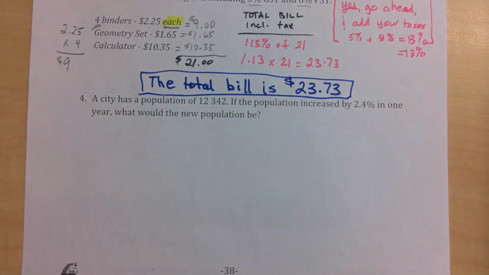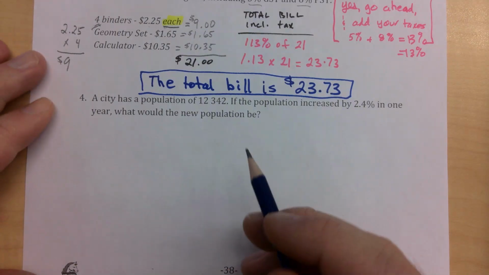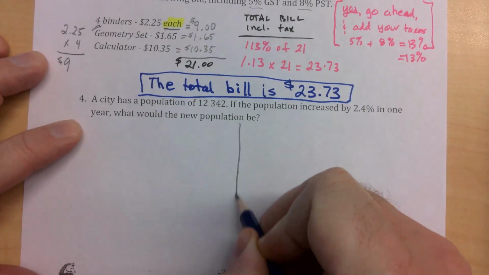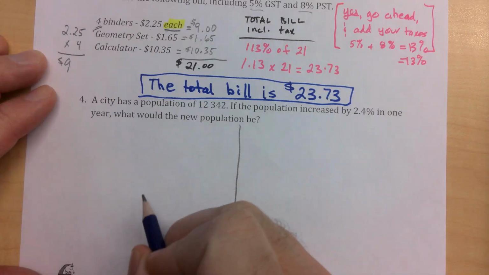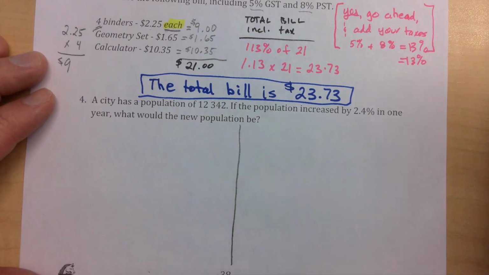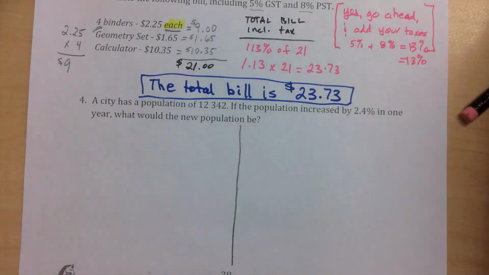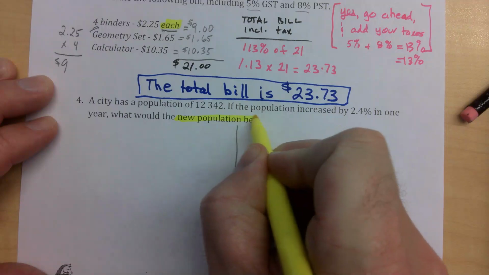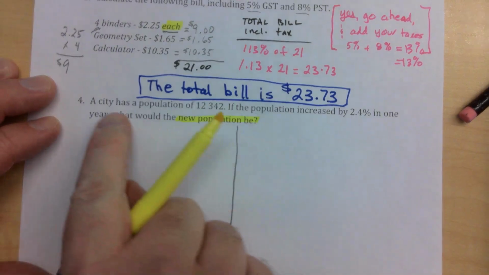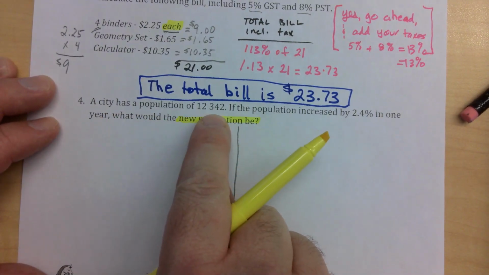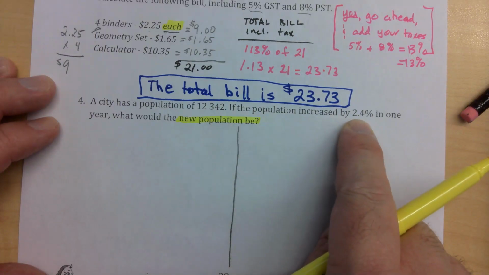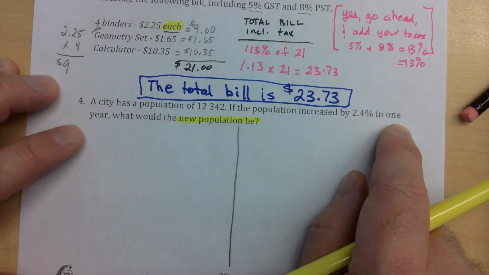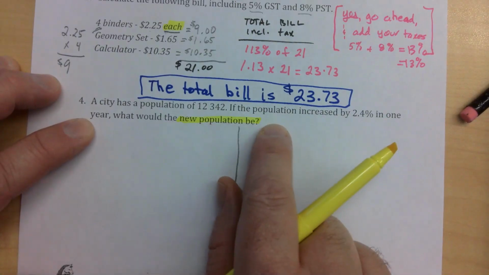Okay, so I'm tempted, and I will do this last question again in two different ways. One is the two-step way, and the other one is the quick way, because this all comes down to what the question is asking. What would the new population be? So listen to what it's asking. A city has a population of 12,342. If the population increased by 2.4% in 1 year, what would the new population be?